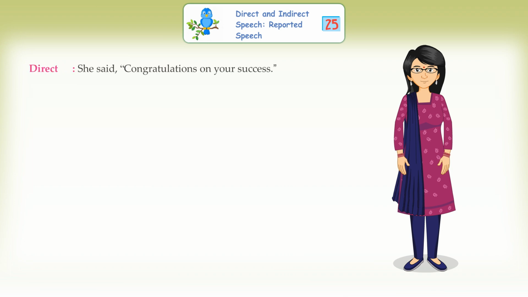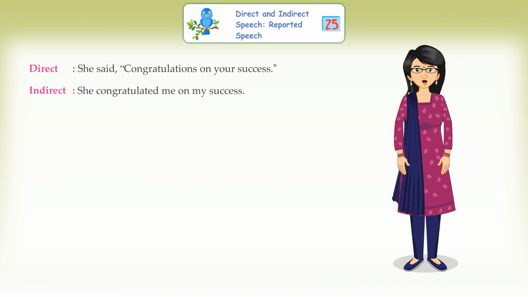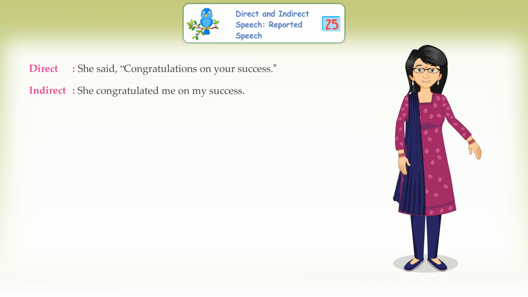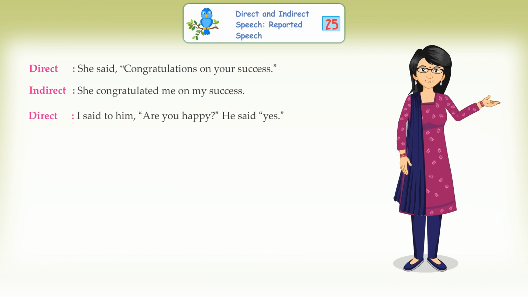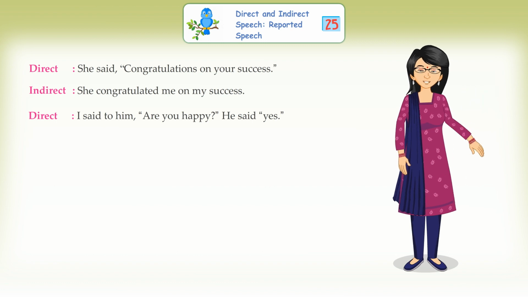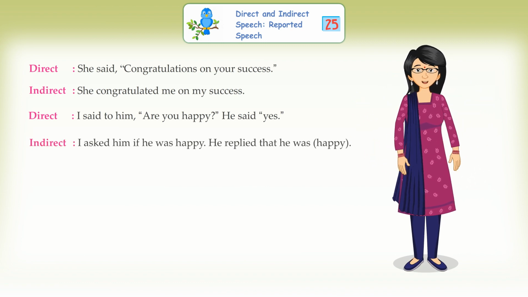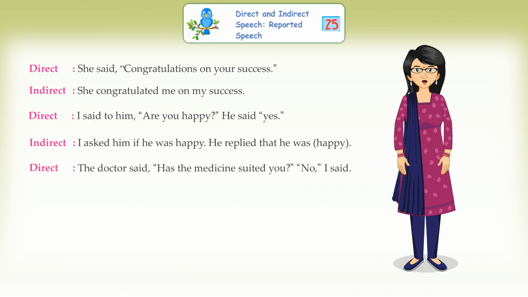Direct. She said, "Congratulations on your success." Indirect. She congratulated me on my success. Direct. I said to him, "Are you happy?" He said, "Yes." Indirect. I asked him if he was happy. He replied that he was happy.